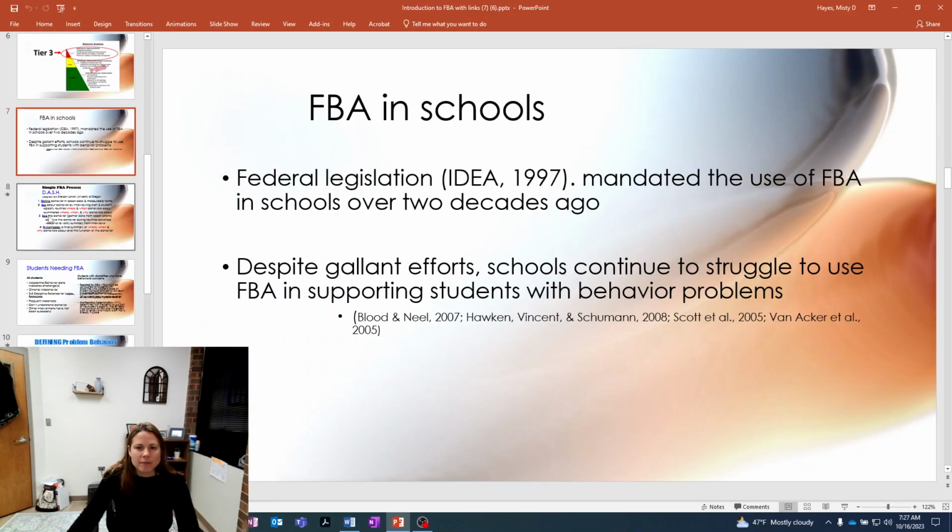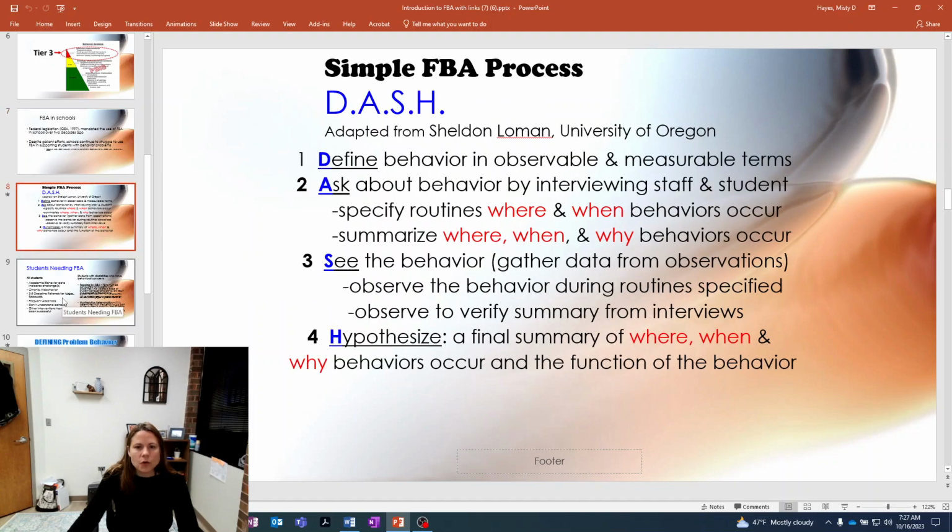And it talks about the FBA in schools. An easy way for you to really remember what the FBA process is, you just remember the acronym DASH, right? So first you define the behavior. You ask about the behavior, right? Where it occurs, when is it, why is it happening? You summarize it. Then you see the behavior, which is by you gathering your data and your observations, and then you hypothesize, right? So you write a hypothesis of what the function is, like where, when, and why the behavior occurs. And that accompanies the function of the behavior.